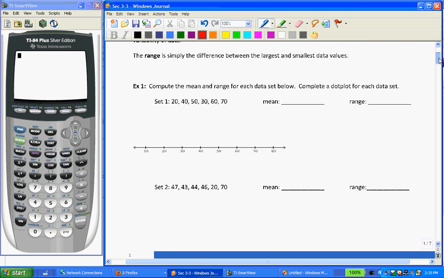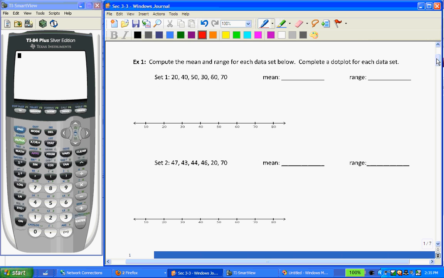Example 1. Compute the mean and range for each data set below. Complete a dot plot for each data set. Now earlier we learned how to use the stat function to compute the mean, but because this is such a small set, I'm just going to go ahead and type this into my screen. So remember, to find the mean, we sum up all the data values and divide by the number of data values there are.